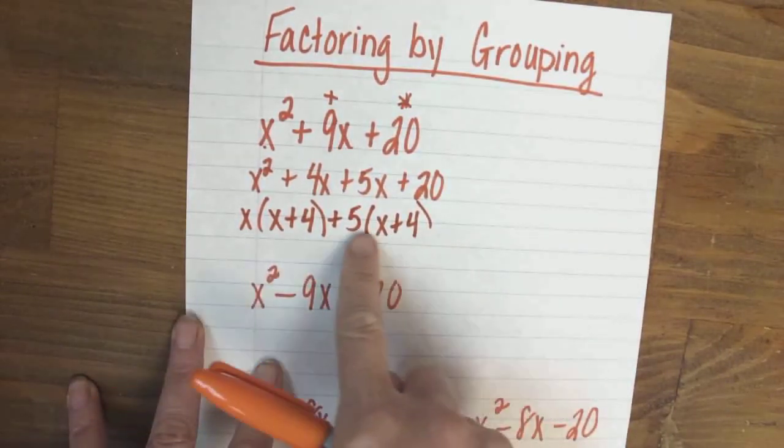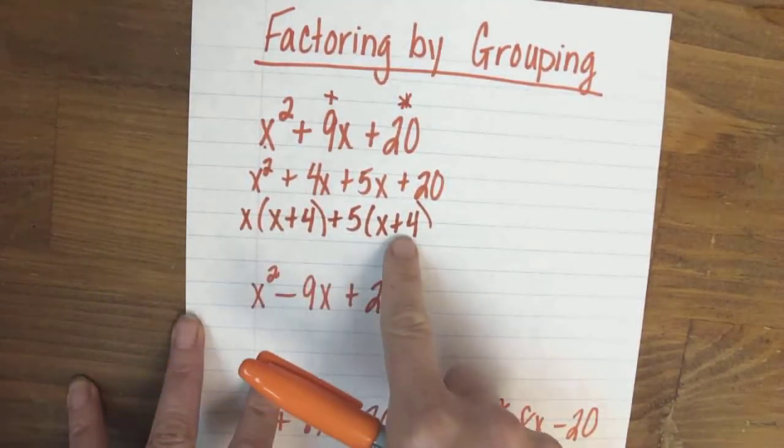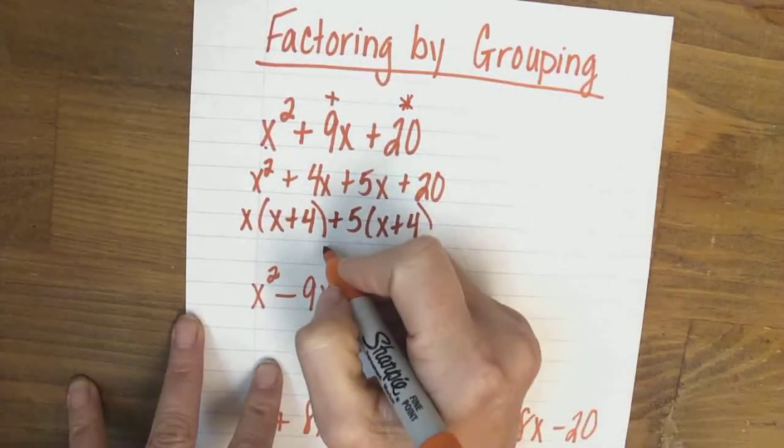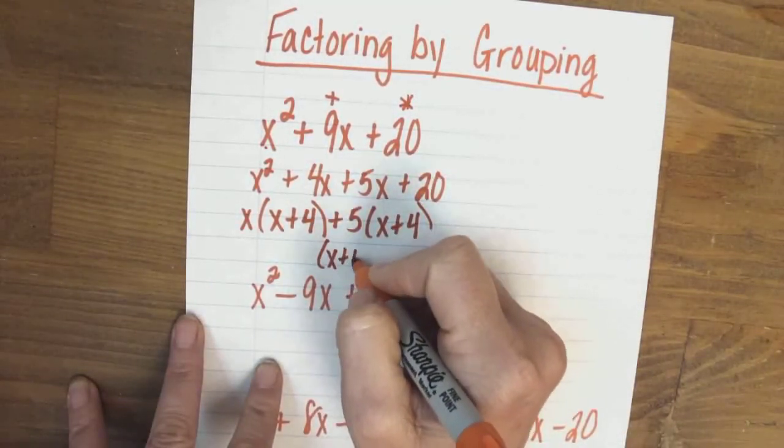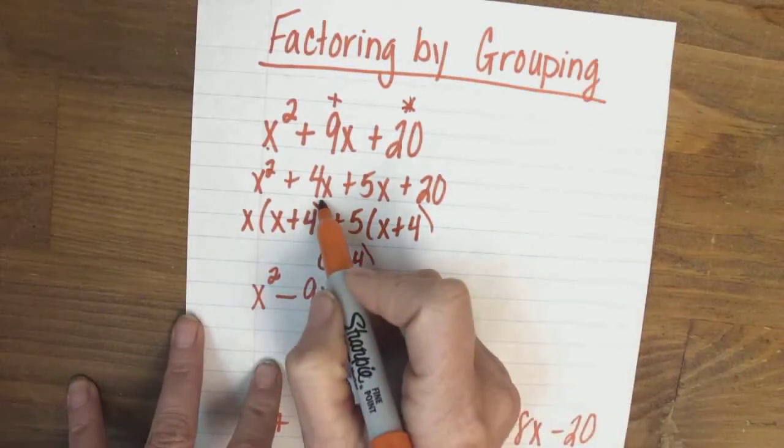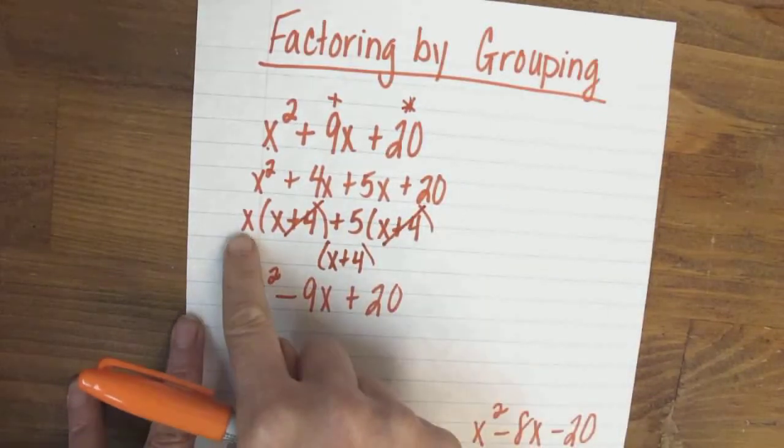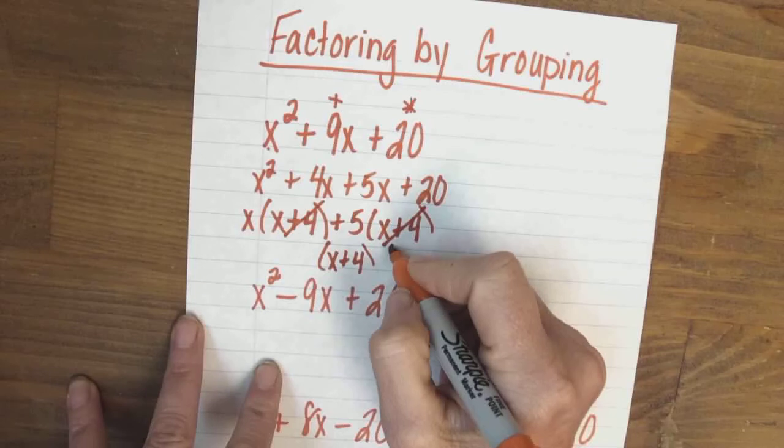And then you will notice that this term and this term have an x plus 4 in common. I usually put what they have in common first. And if I pull that out of each, I'm left with the x plus 5.